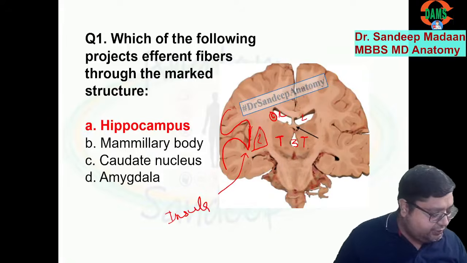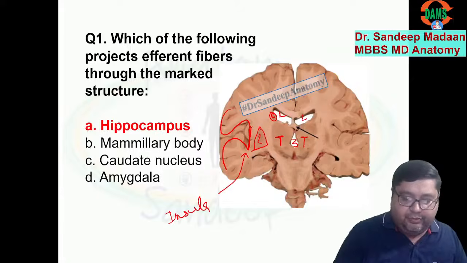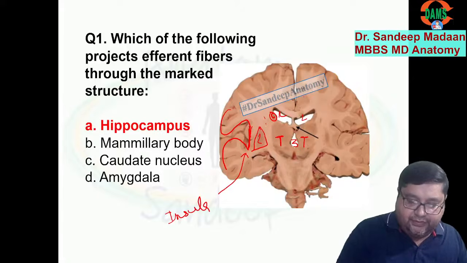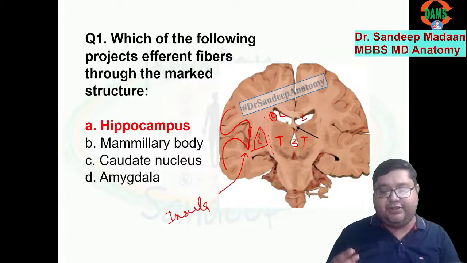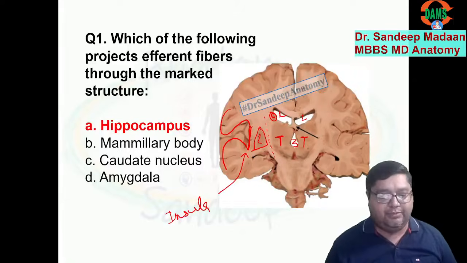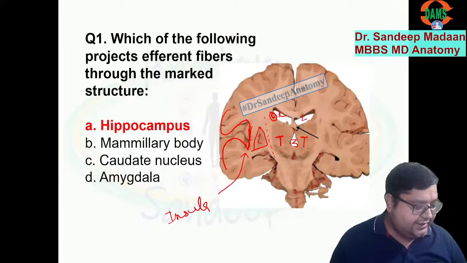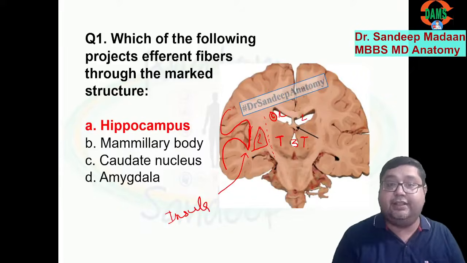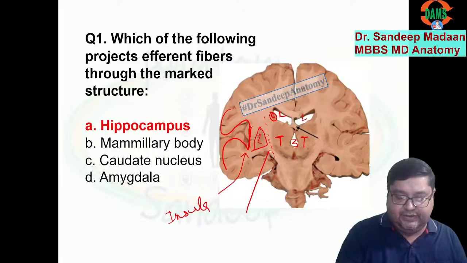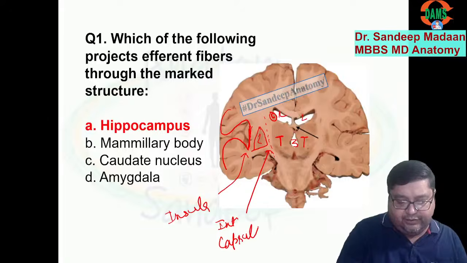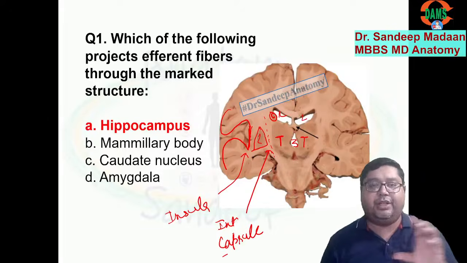Now my question to all of you: what are these fibers between this caudate, thalamus and the lentiform? What are these white fibers passing below? Some capsule. What is that? Internal capsule. This is the internal capsule. So whenever you are looking at one image, do not only look at the question and answer.